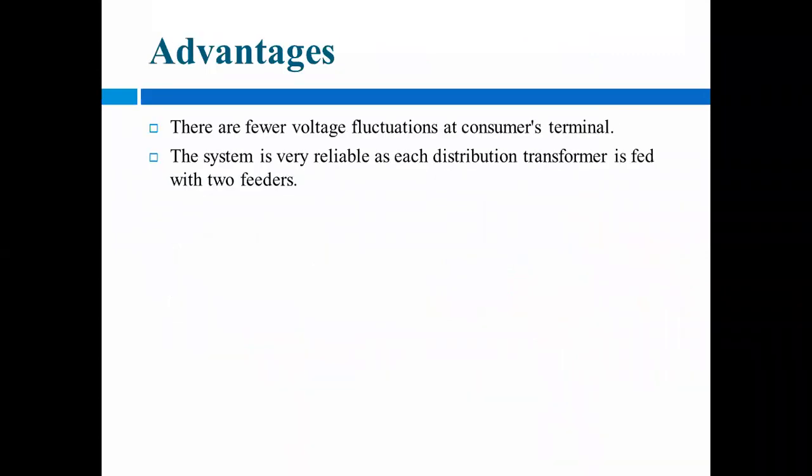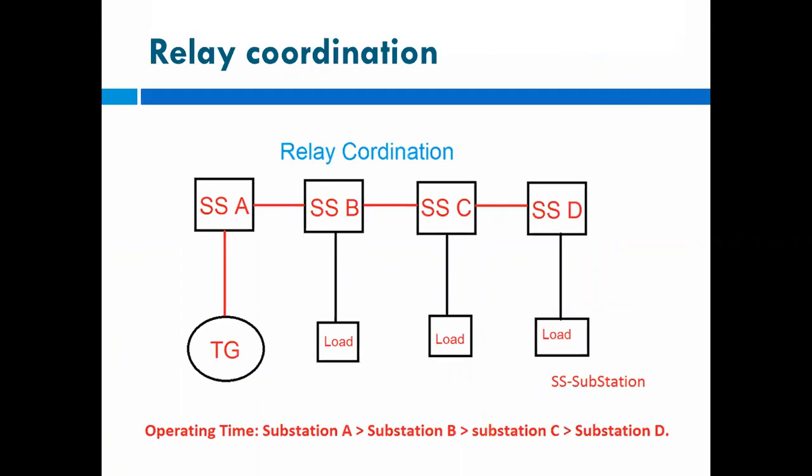Okay, now the next point, that is the relay coordination. So what is meant by this relay coordination? Can anyone tell me what is meant by this relay coordination? Relay coordination means actually if any fault occurs in the system, then your relays should be operated sequentially, or in order, we can say. Okay, so that is nothing but your relay coordination.